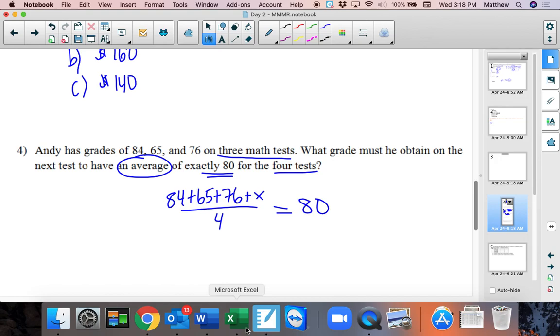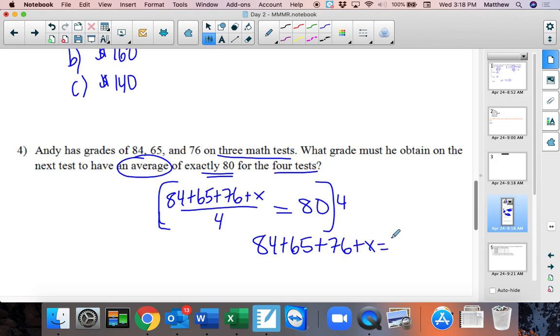I would multiply both sides by 4, and then I'd have 84 plus 65 plus 76 plus x equals 320. And then you could just subtract all these numbers over there, and I'll let you do that to find your last value. Let's think about what's reasonable, though.